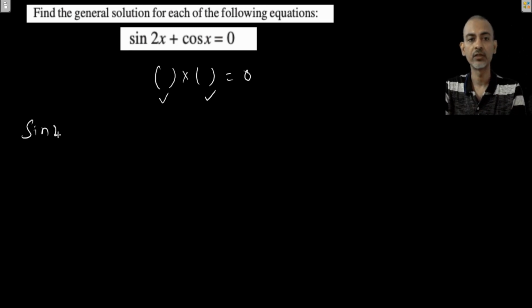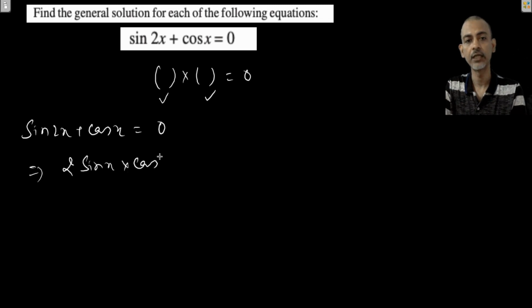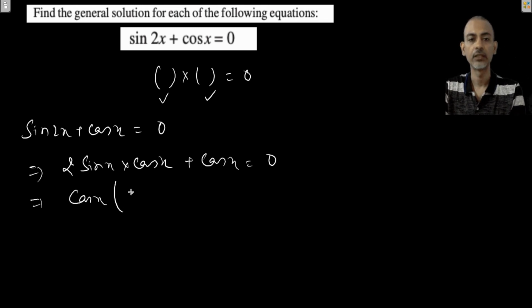Here, sin 2x plus cos x equals 0. We know that sin 2x is nothing but 2 sin x cos x, right? And then cos x is cos x, we'll keep it as is. Then we are able to take the cos x out as common, and we are left with 2 sin x plus 1. So it's again reduced to a product of two terms. So either cos x is 0 or this part is 0.